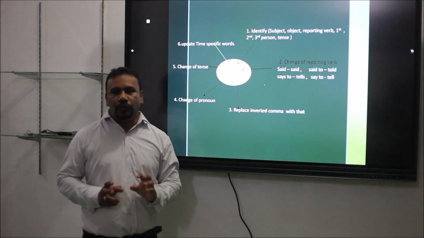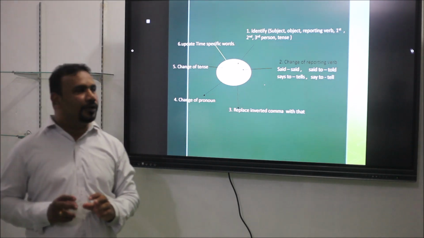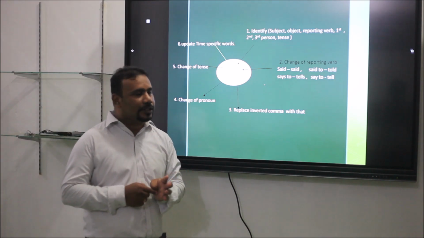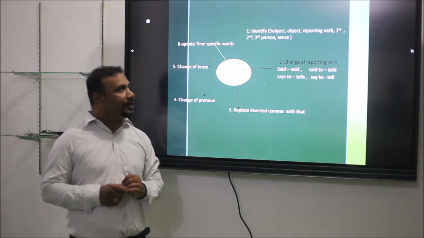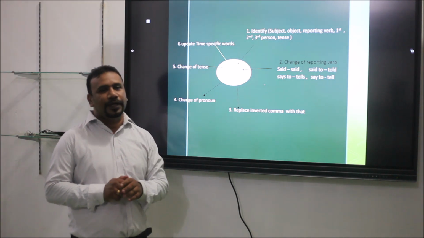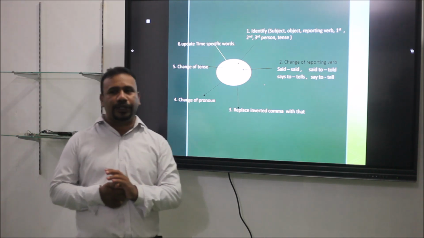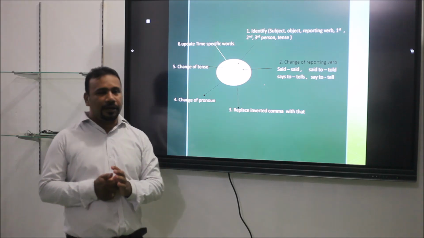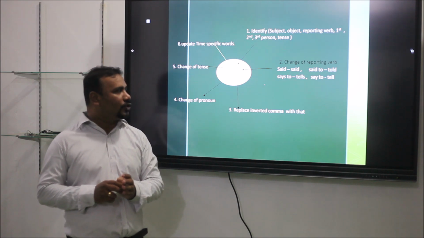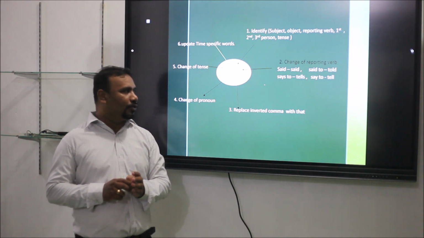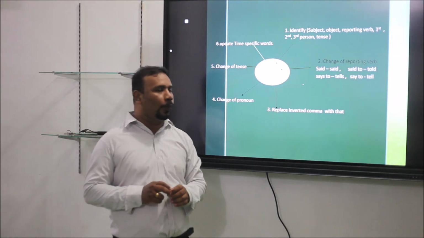So if we want to do indirect speech, we have to identify, first of all, the subject, object, reporting verb, first, second, third person and tense. This is a very essential thing. Secondly, we have to change the reporting verb. Say becomes said, said to becomes told, says to becomes tells. Third one, replace the inverted commas with that.